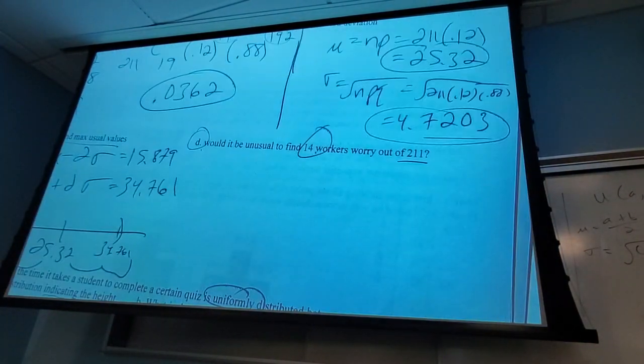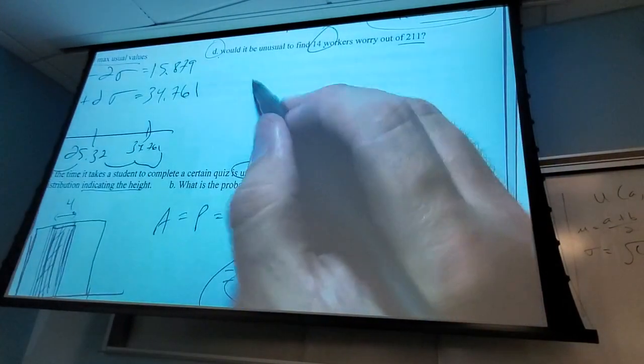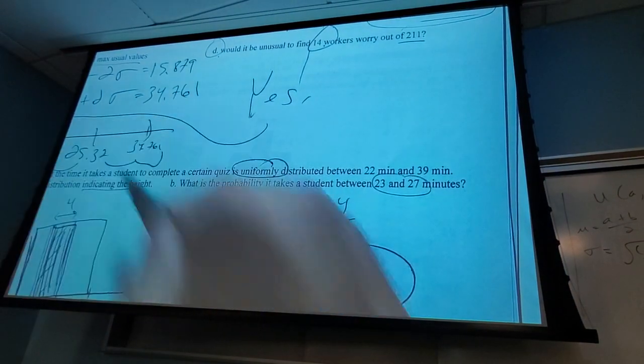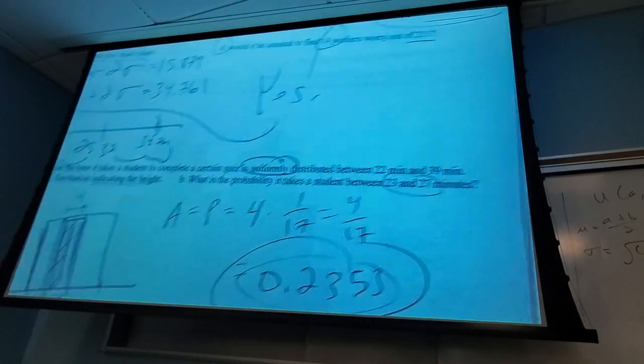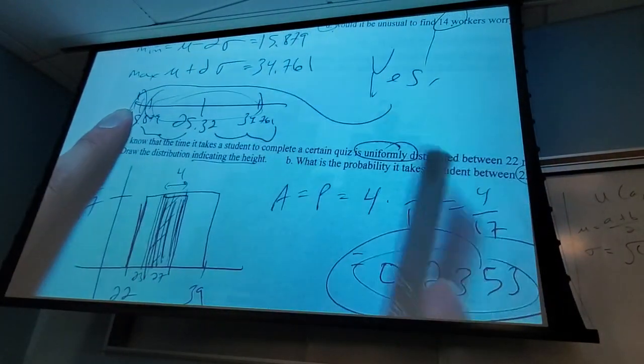Wait, what was D? Oh, D would be yes. Why? Because it's out here. 14 is way out there. It's outside of the usual. So this is the usual.